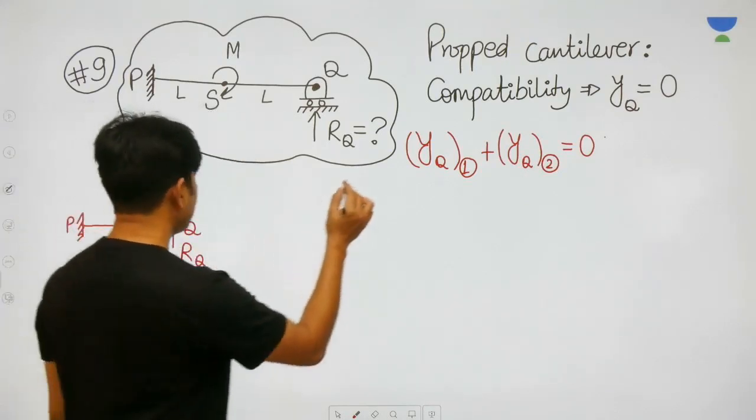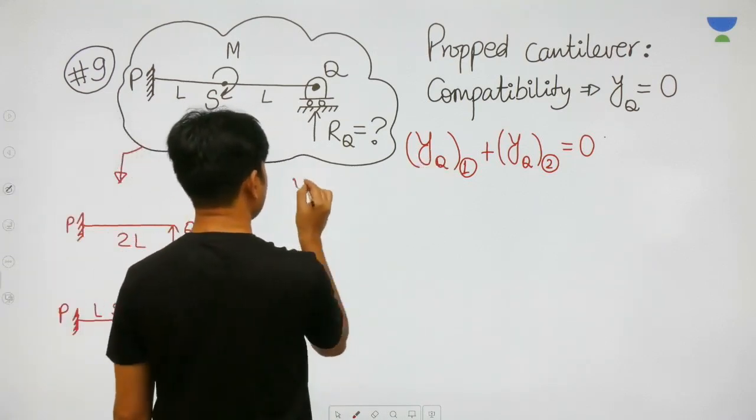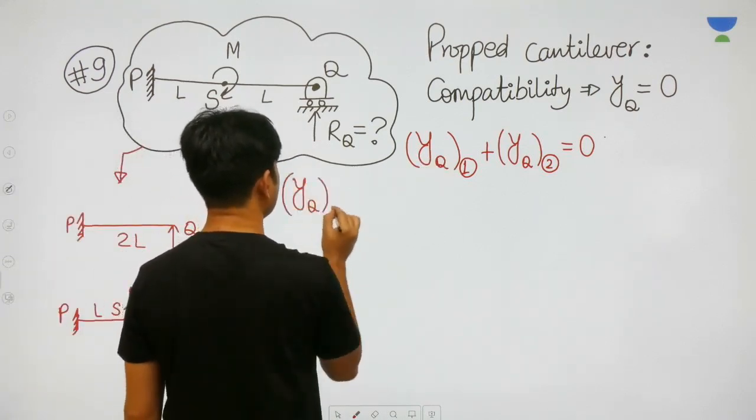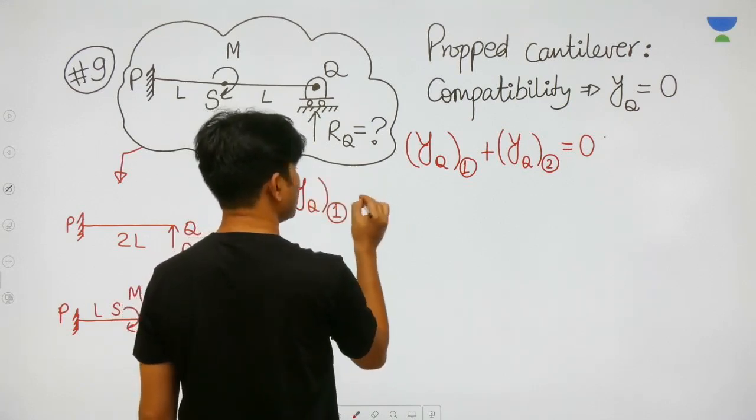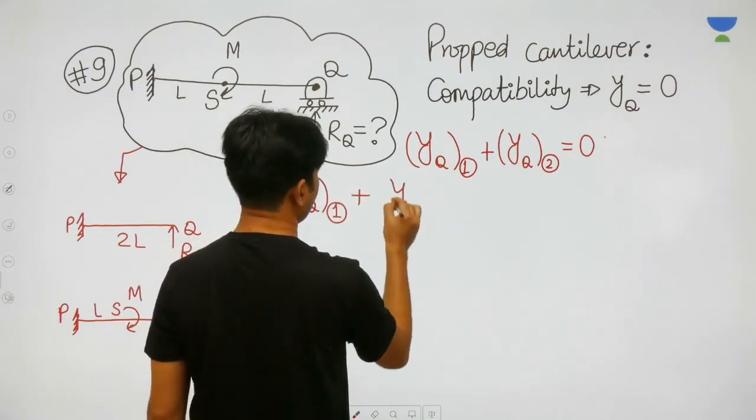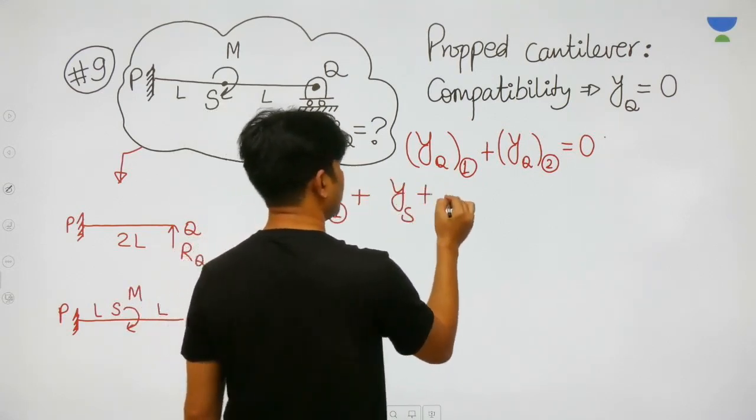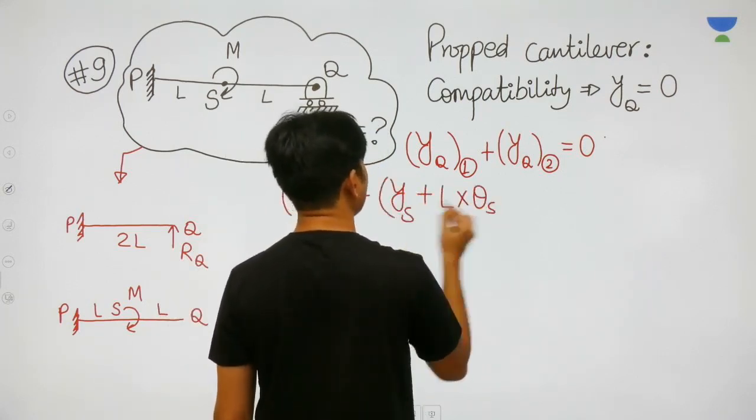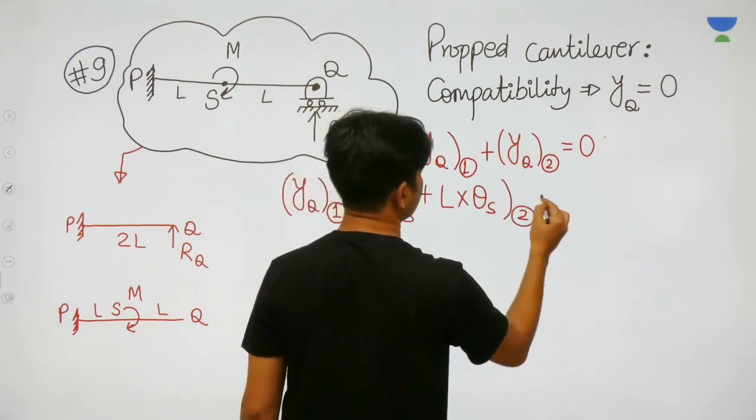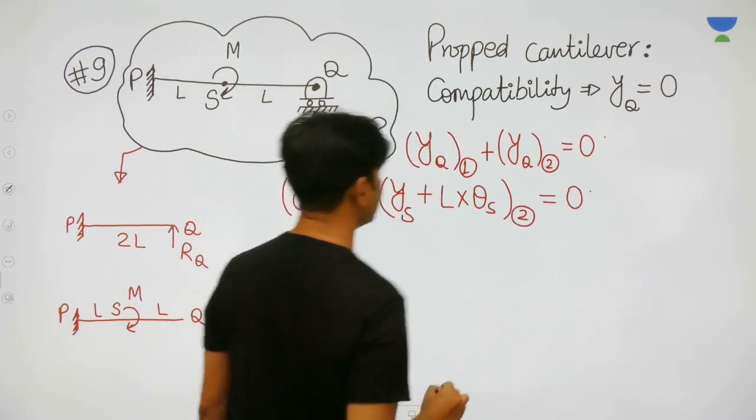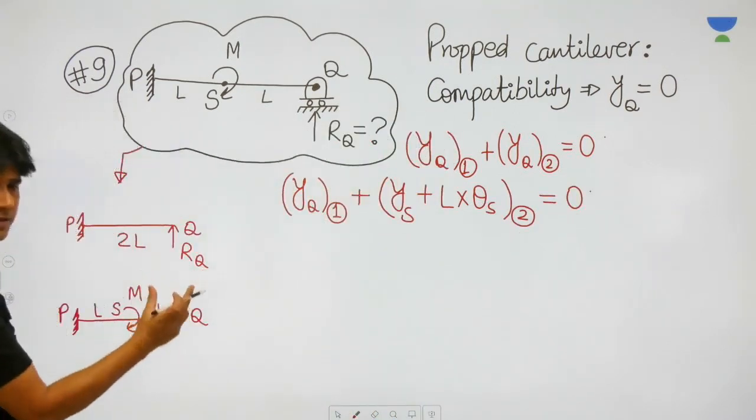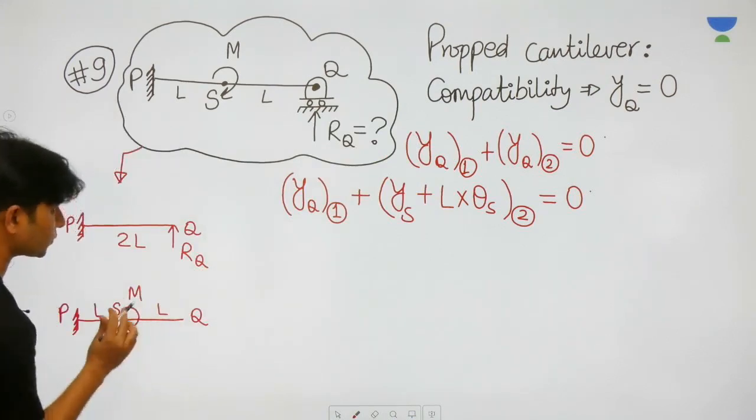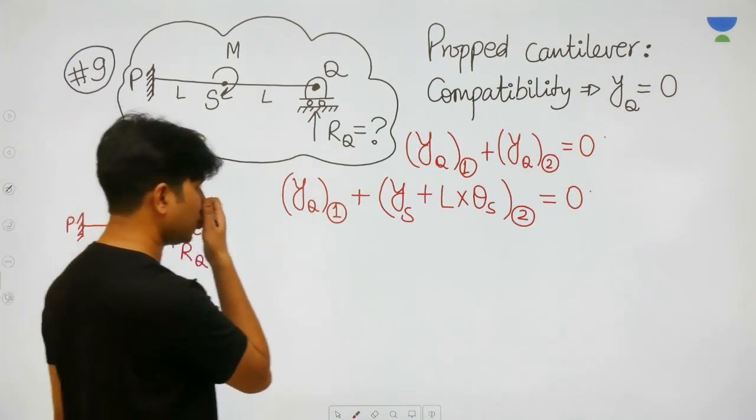So let me write this. The first beam is never a challenge. For the second beam, we can replace YQ as YS plus B into theta S, and B is nothing but L, isn't it? B means the length at which there is no load. So that length is nothing but L.